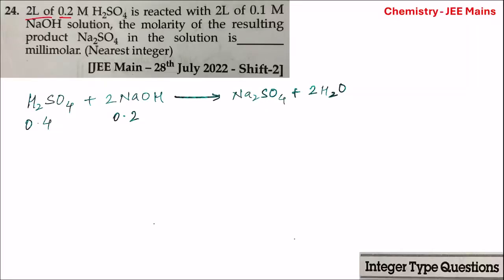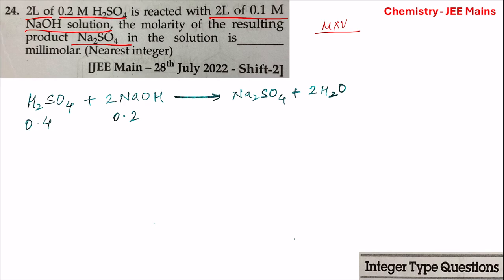2 liter of 0.2 M H2SO4 is reacted with 2 liter of 0.1 M NaOH solution. The molarity of the resulting product Na2SO4 in the solution is dash millimolar. Now the reaction is: 1 mole of H2SO4 plus 2 moles of NaOH forming Na2SO4 plus 2 moles of H2O. Now molarity into volume will give number of moles.